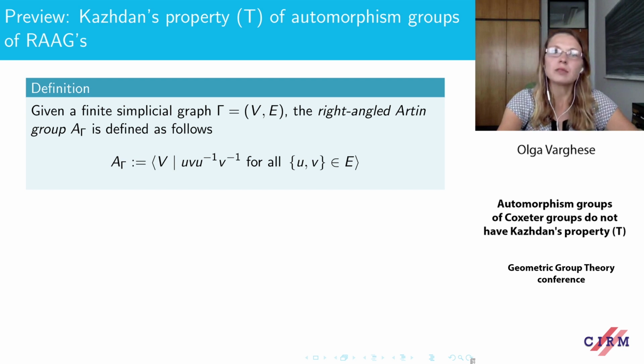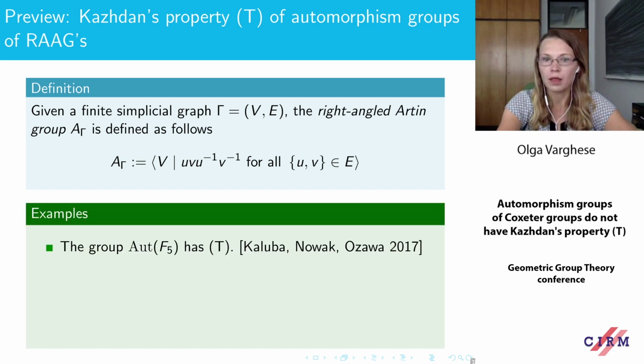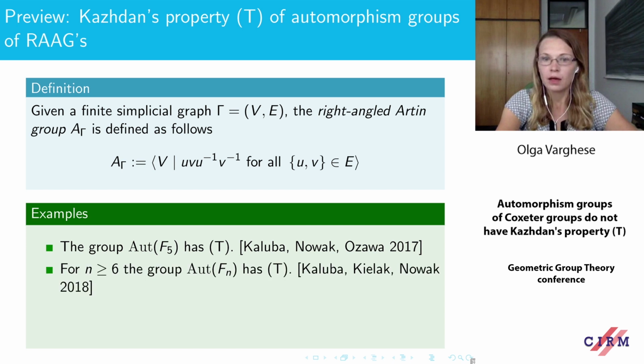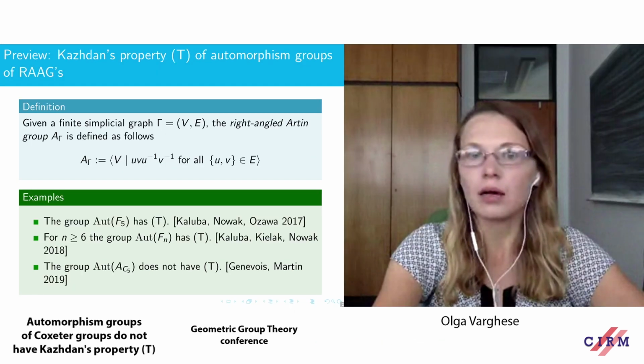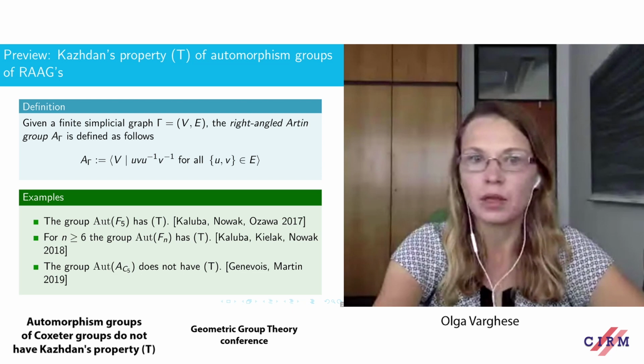Okay, so let us proceed with some examples regarding property T of the automorphism group of a right-angled Artin group. So the group Out F5 has T. For n bigger or equal to 6, the group Out Fn has T, but the group Out A C5, where C5 is the pentagon, does not have T. And there are more examples in the literature.